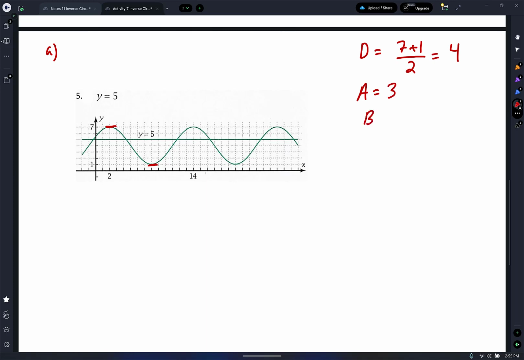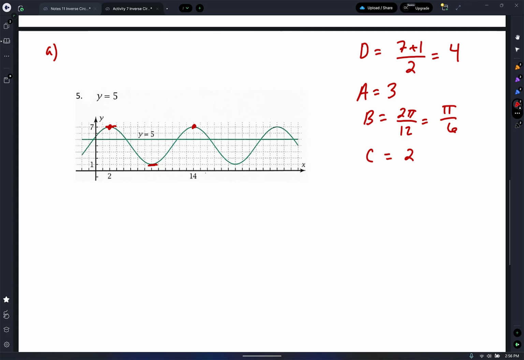The B, you get it by doing 2 pi divided by the period. I'm going to peak. I got one peak at 2. I got another peak at 14. What's that period? 12. 2 pi over 12 reduces to pi over 6. There's my B. If I'm using cosine, I'm using a peak. Where's my first peak at? 2. Good job. 2 to the right.